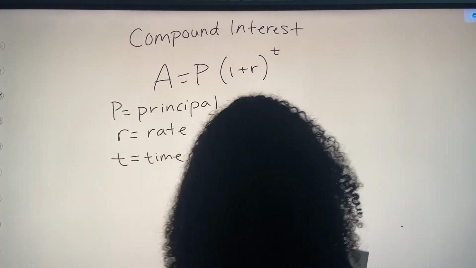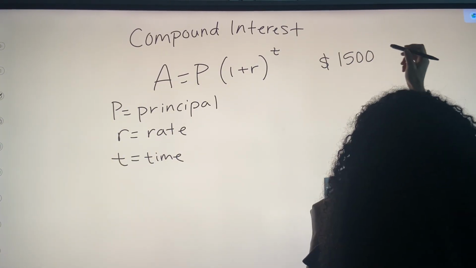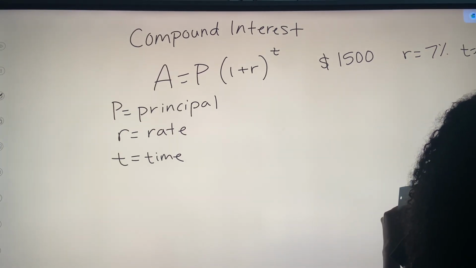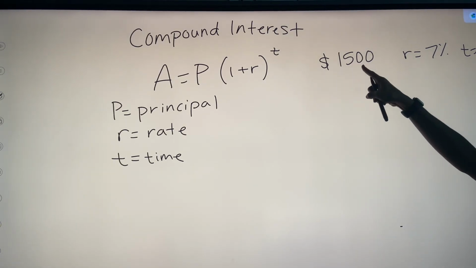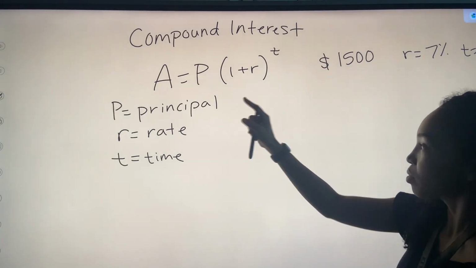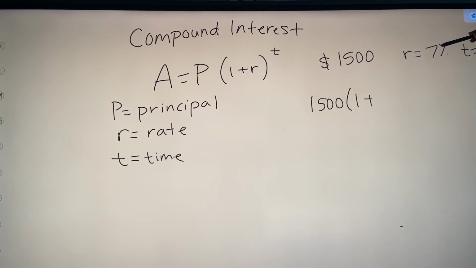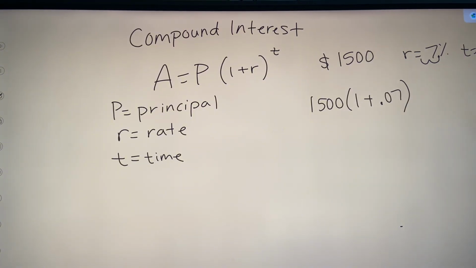So let's do a very first example. Let's say that I'm starting with $1,500 and my interest rate is 7%, and I'm going to let it grow for 6 years. Okay, so this is my starting amount. That's called your principal, okay? So 1,500, 1 plus the rate, you need to change it to a decimal. So if I move the decimal over twice, it'll be 0.07. And then your T is 6 years. So in 6 years, let's see how much money I'll have.